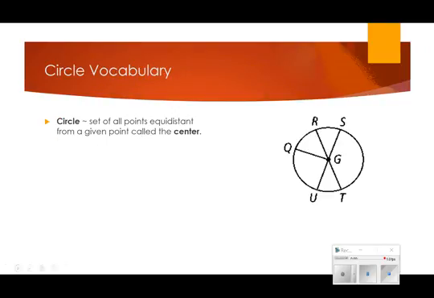So basically, a circle is a set of all points equal distance from a given point called the center. So G is our center, and when we name a circle, we use this little circle with a dot in it so we don't mistake it for an O, and we say circle G. So they're the points that are totally the same distance all around G.